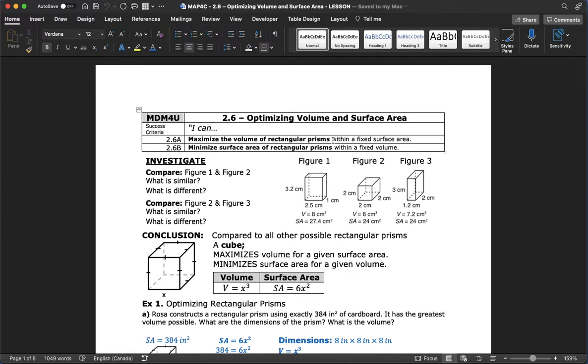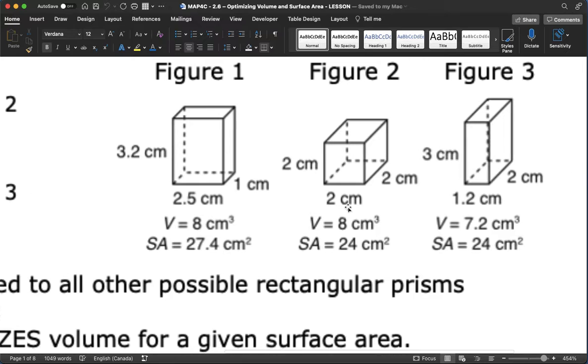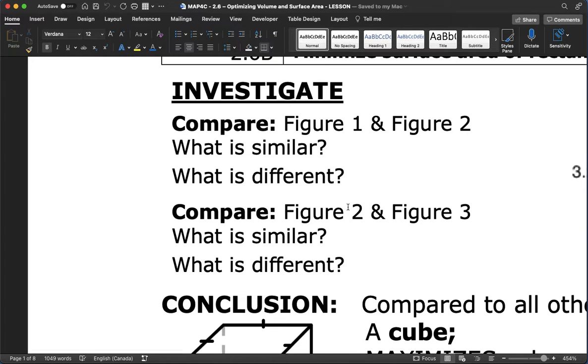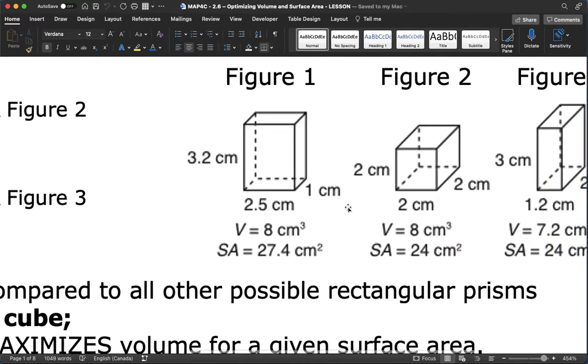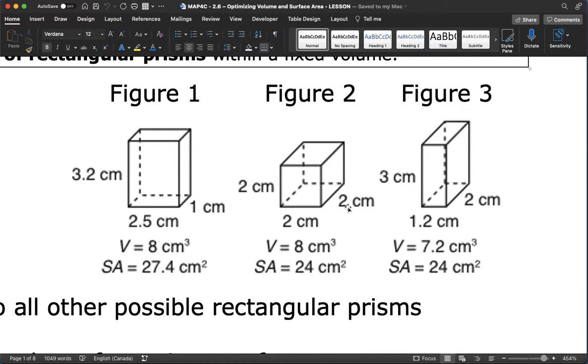Optimizing volume and surface area. So what we're going to do is look at optimization of surface area and volume of rectangular prisms. The first thing that we're going to do is look at figure 1 and figure 2 and see what we notice.